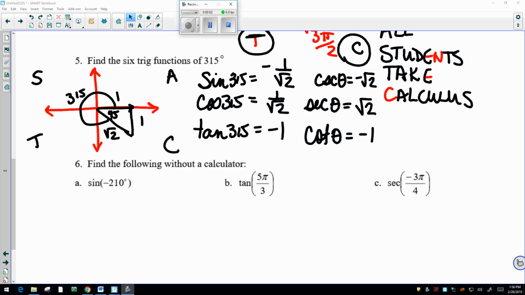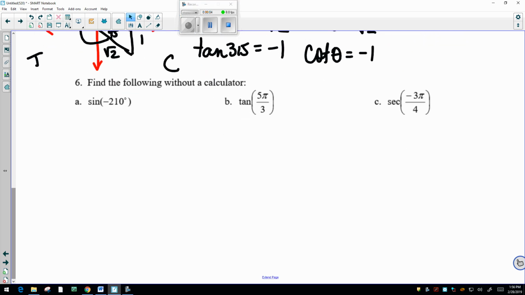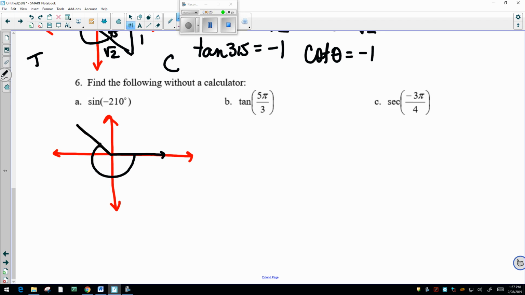And we're back. Okay, so we're going to keep going and try a couple more of these. You have to find the following without a calculator, so we have to use those reference triangles, our 30-60-90s or 45-45-90s. A negative angle is telling us we're going backwards. So I want to start here, my initial value. I want to rotate back, so here's 180, and another 30 would bring me up to here for 210.